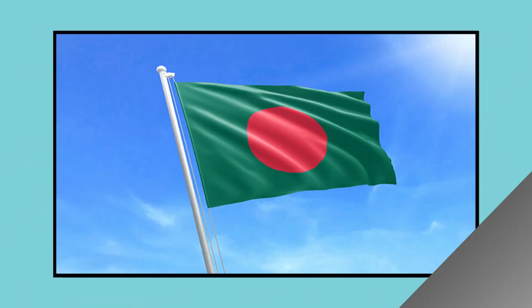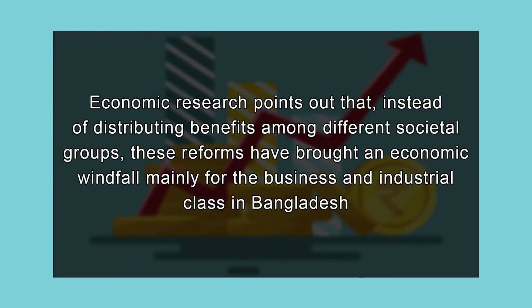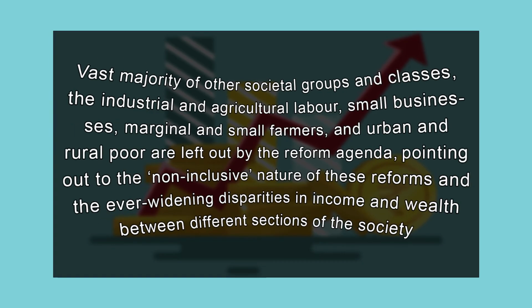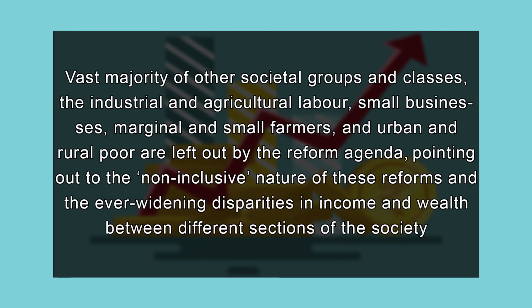Like India, Bangladesh also started its experiments with neoliberal structural adjustment policies since the 1980s. Economic research points out that instead of distributing benefits among different societal groups, these reforms have brought an economic windfall mainly for the business and industrial class in Bangladesh. The vast majority of other societal groups and classes, the industrial and agricultural labor, small businesses, marginal and small farmers, and urban and rural poor, are left out by the reform agenda, pointing to the non-inclusive nature of these reforms and the ever-widening disparities in income and wealth between different sections of the society.